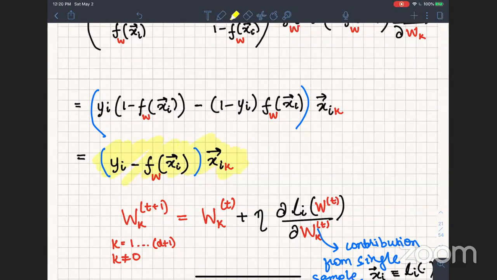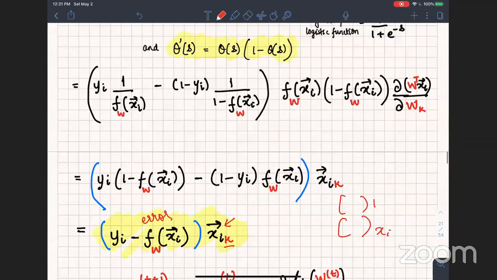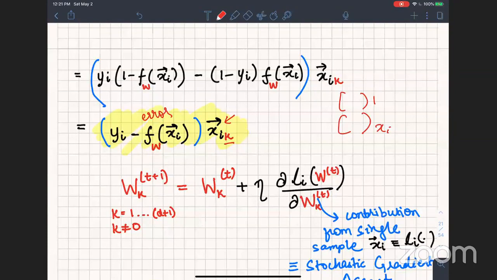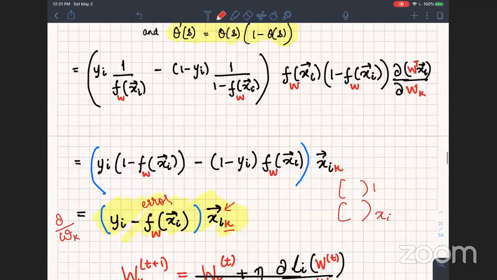And this should not be surprising because we have seen this before. We have seen this when we did the linear regression. Remember when we stacked it up as some constant into 1 and constant into xi? That's what it is. This is the error again. This is the error in prediction times the training sample, the ith training sample, ith patient feature k. So this is what our gradient is with respect to this one feature k, and for one sample. So this is for the ith record and kth feature.